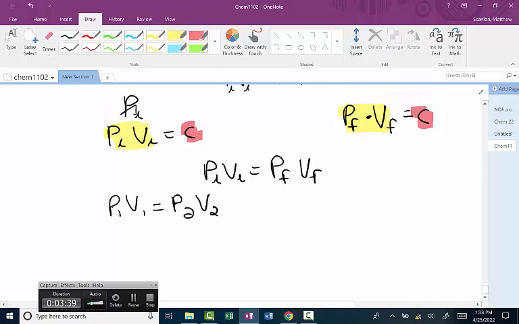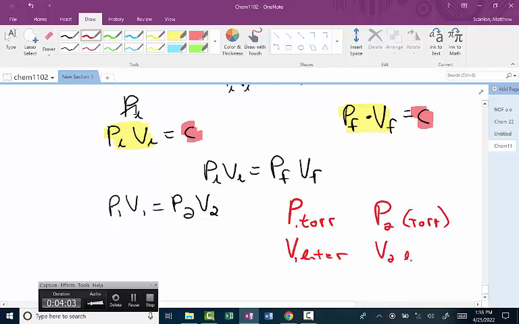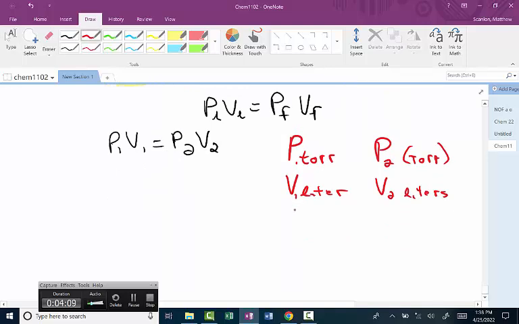Now, in this problem, the units don't matter as long as they're consistent. If I have the pressure in torr for P1, P2 has to also be in torr. If V1 is in liters, V2 must be in liters. That's all that really matters. I could use gallons for the volume, and then the unit over here would be gallons. Whatever units you start with is what you end up with in the end.